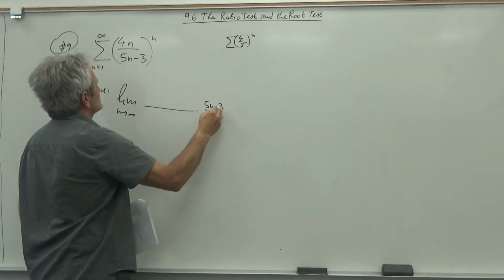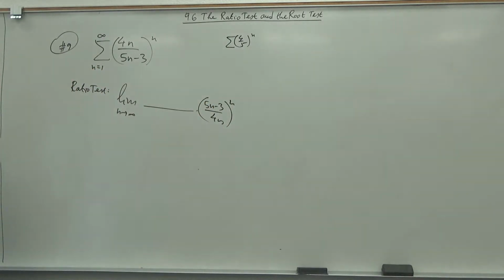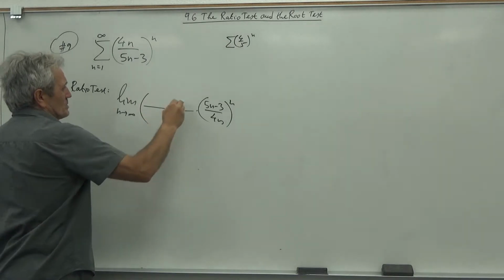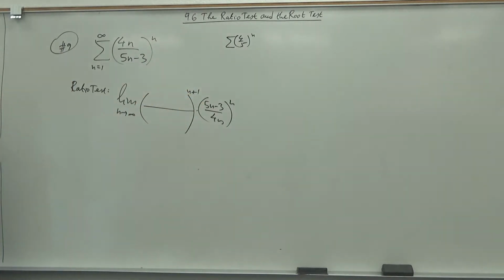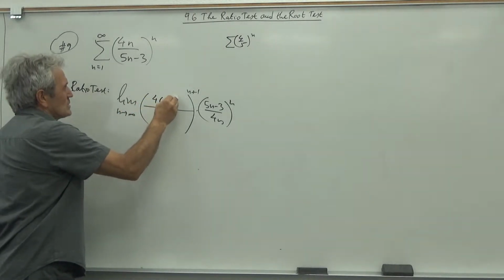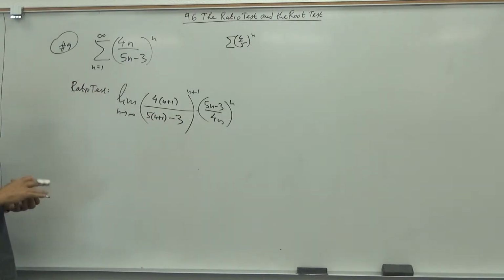(5n−3)/(4n) to the n. So my original number just flipped for a reciprocal. Here, be careful when you plug in n plus 1 for n. Obviously, n plus 1 will be here. And here I need 4 times (n plus 1), don't forget parentheses, 5 times (n plus 1), minus 3. Here it is.